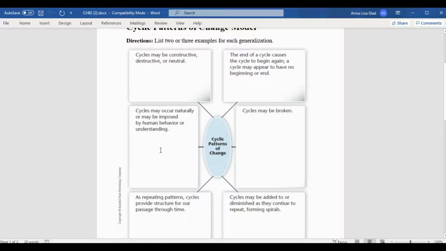So think of some natural cycles you can think of that happen in the earth. As repeating patterns, cycles provide structure for our passage through time. So that can start as basic as minutes to hours, as hours to days, days and nights, months, years, seasons. The end of a cycle causes the cycle to begin again. A cycle may appear to have no beginning or end. Cycles may be broken, and cycles may be added to or diminished as they continue to repeat, forming spirals.